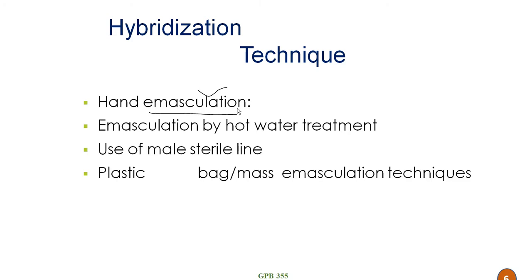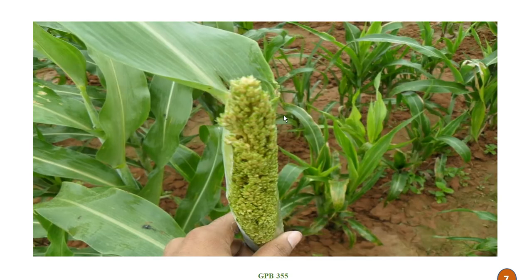And then this emasculation can be done by using hand emasculation, or emasculation by hot water treatment, or by using the male sterile line, or the plastic bag, or mass emasculation techniques. So these are the different techniques through which we can achieve the emasculation. But in case of the sorghum, we mostly prefer the hand emasculation, and for that we have to choose the panicle or emerging panicle as given in the pictures. At the time this panicle is emerging from the flag leaf, we can see here.